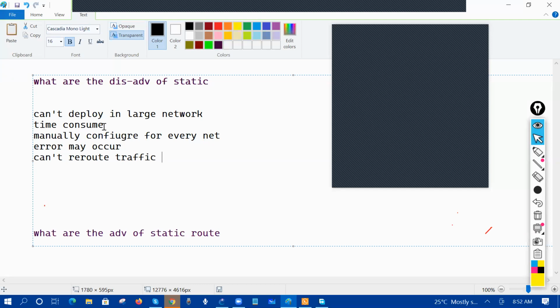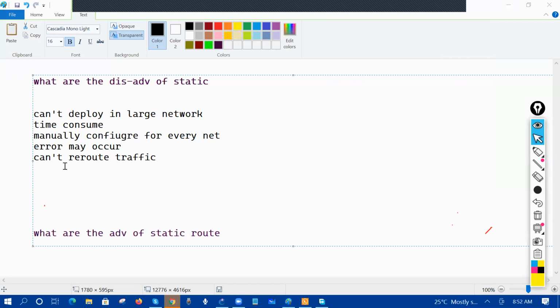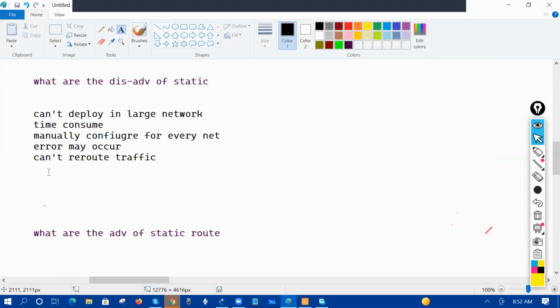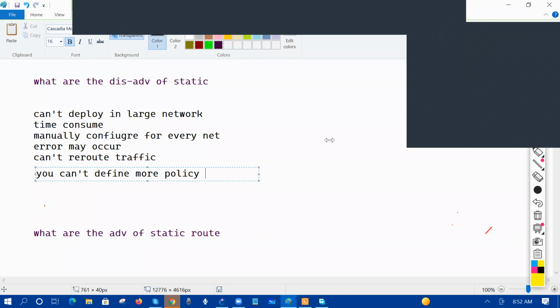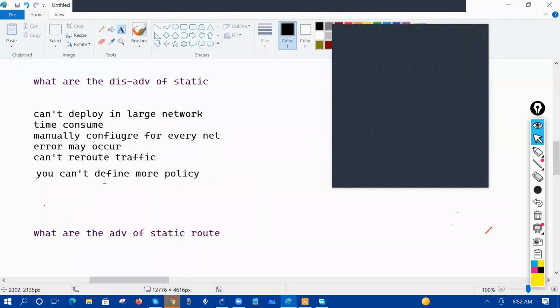See, almost everyone is correct, right? About the disadvantage of the static route: you cannot define the policy. You don't have the options to manipulate the path. It's not good for a large network, which we have mentioned over there.